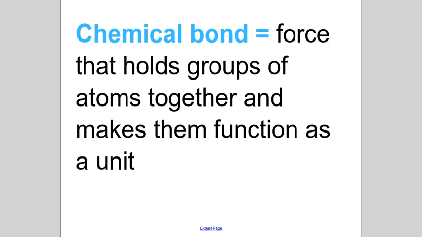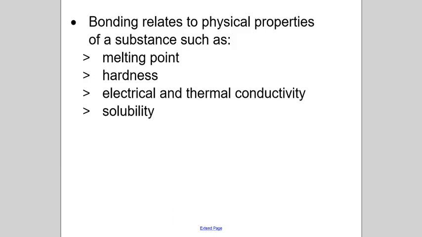Okay, chemical bonds. Force that holds groups of atoms together and makes them function as a unit. So that should be pretty straightforward. A lot of this beginning stuff should be straight from honors and regular and should be things that you guys already know. Those bonds are going to control all the physical properties and a lot of the chemical properties of a substance. So, melting point, hardness, electrical and thermal conductivity, solubility, just as some examples.